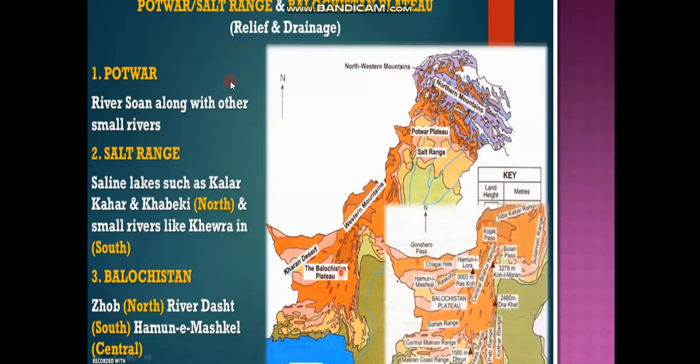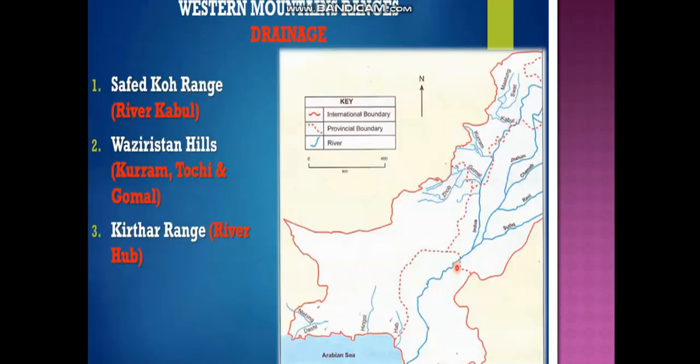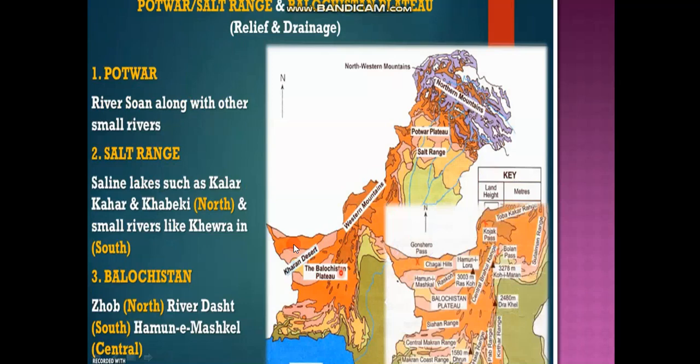And if you talk about the drainage, the River Swan along with other small rivers is in Potwar, and in Salt Range we can see Kalar Kahar and Khabeki, and a small river in Kevra. So these are 2 lakes, and this is a small river. In Balochistan you can see Job River, River Dasht, and Hamun Mashkhel in the center of Balochistan. And if you go back, this is the Job in the north of Balochistan, and this is River Dasht, which also directly falls into the Arabian Sea.